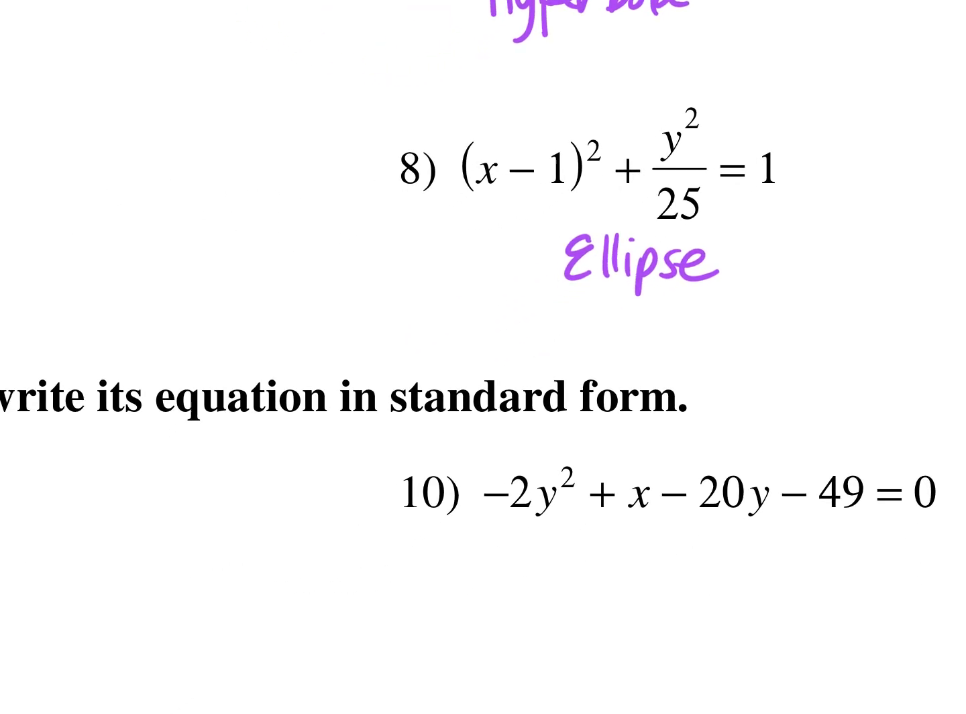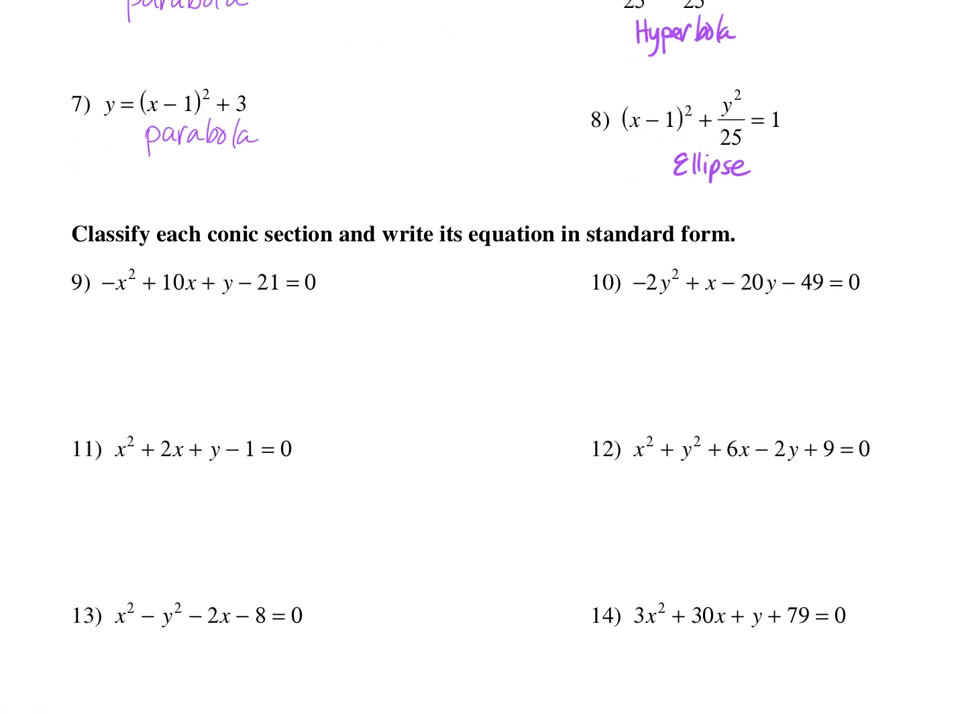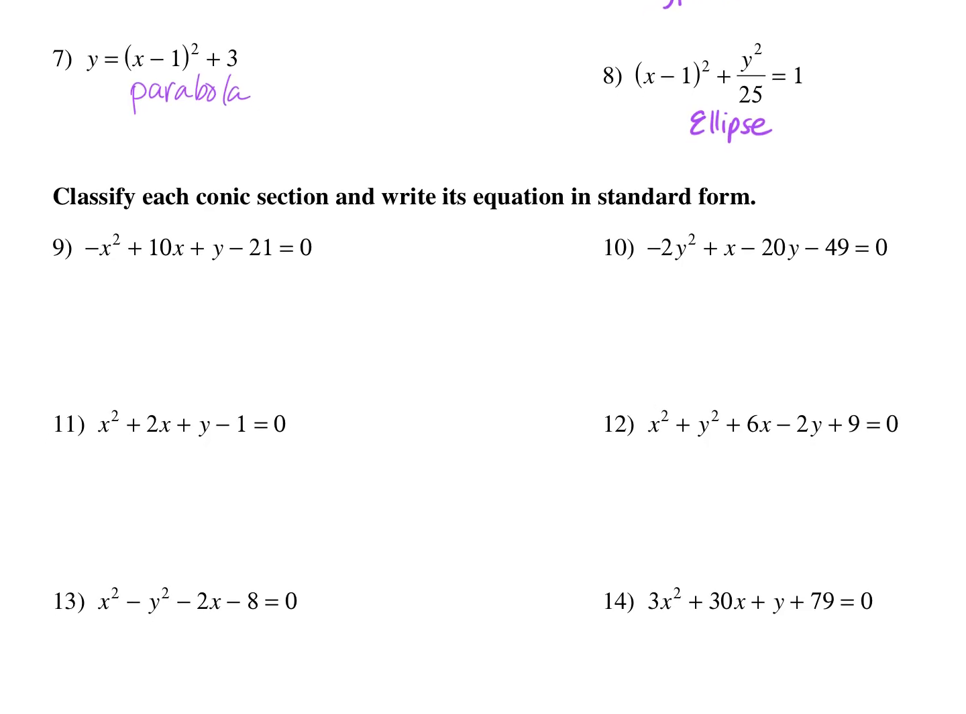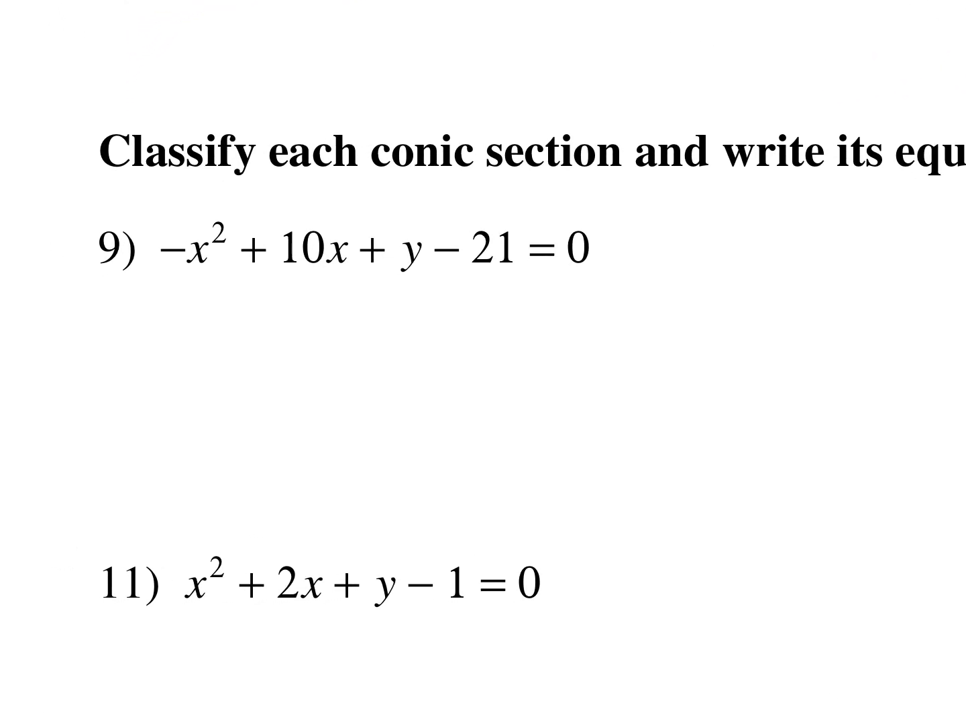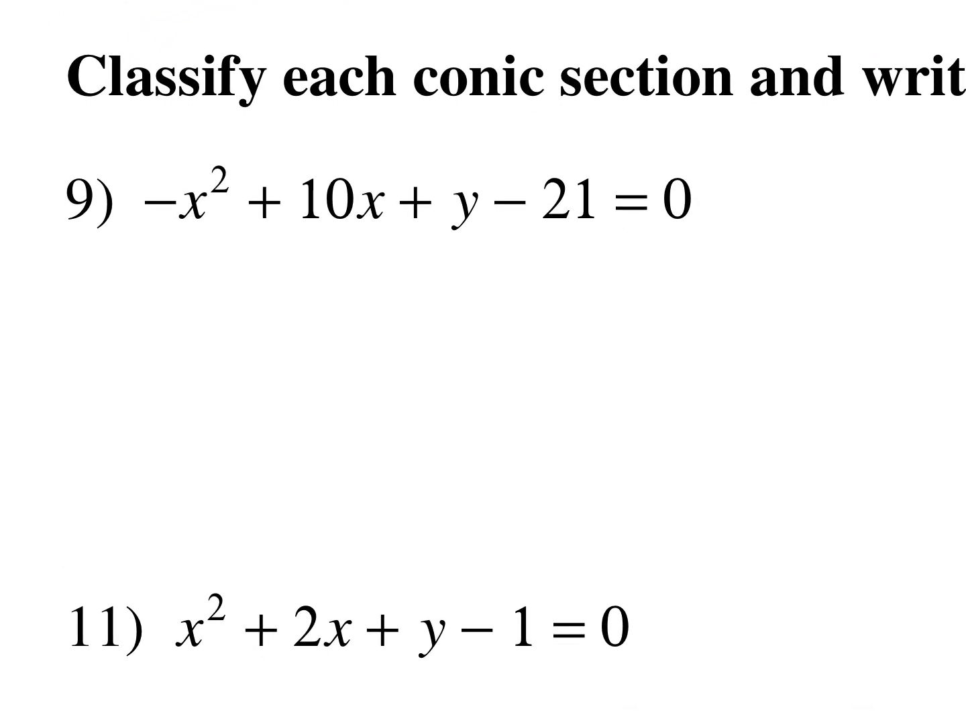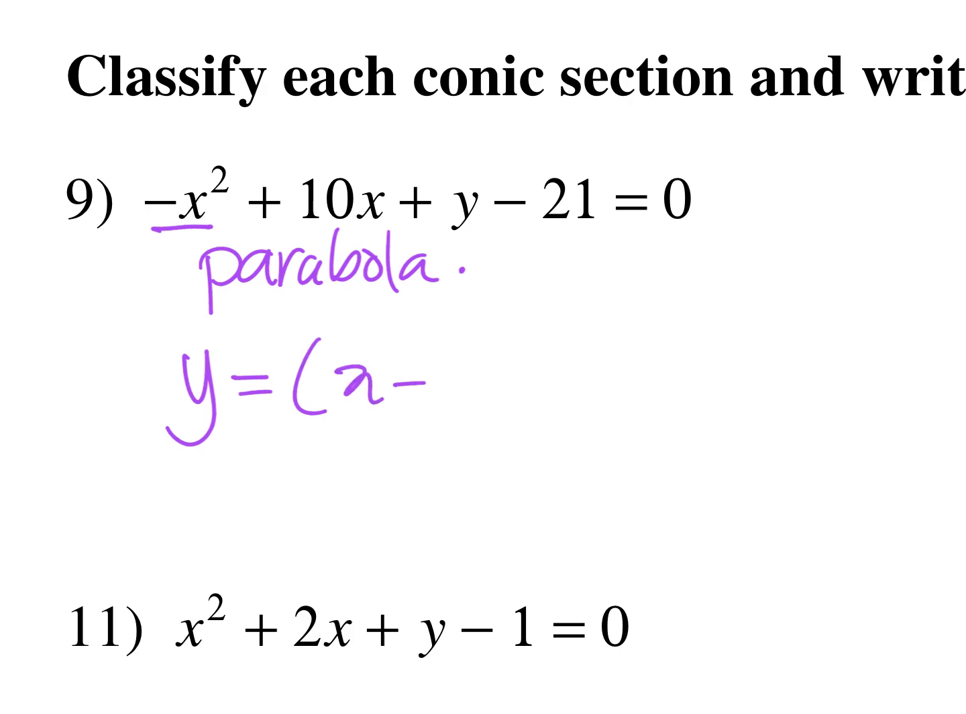Okay, so let's go to the next exercise. In the next exercise, classify each conic section and write its equation in standard form. Okay, so let's go for number 9. In number 9, only the variable x is squared, but not both of them. So I can say that this is going to be a parabola. So the equation of the parabola is y equal to (x minus 5) squared minus 4.